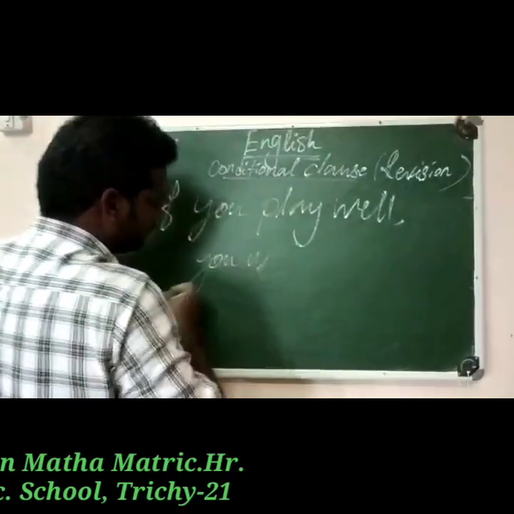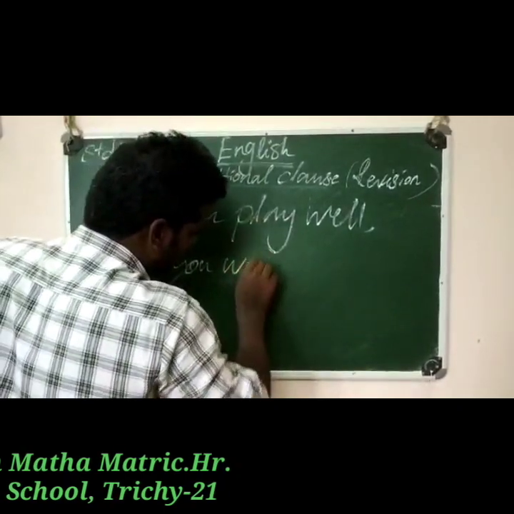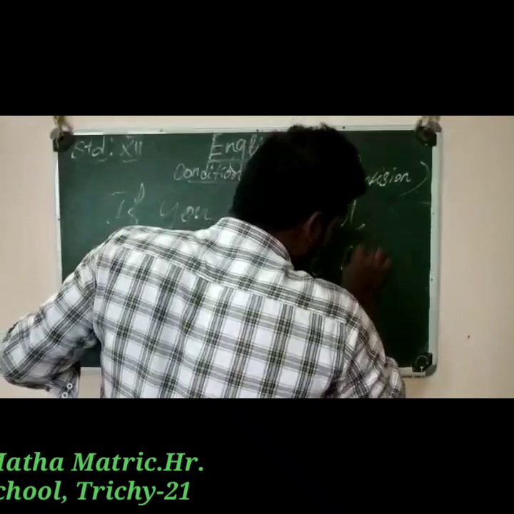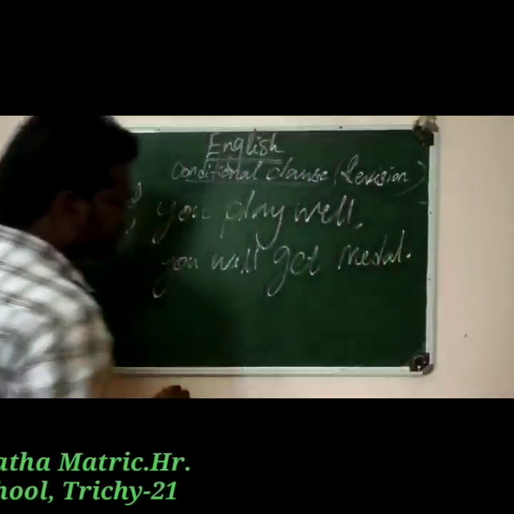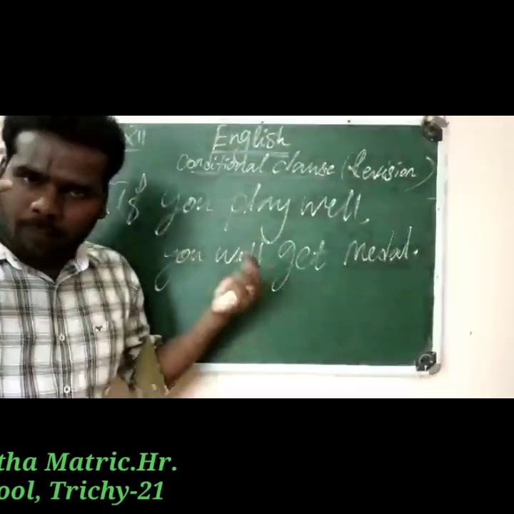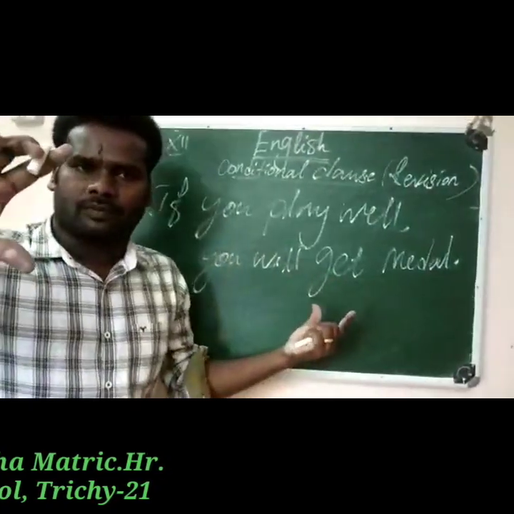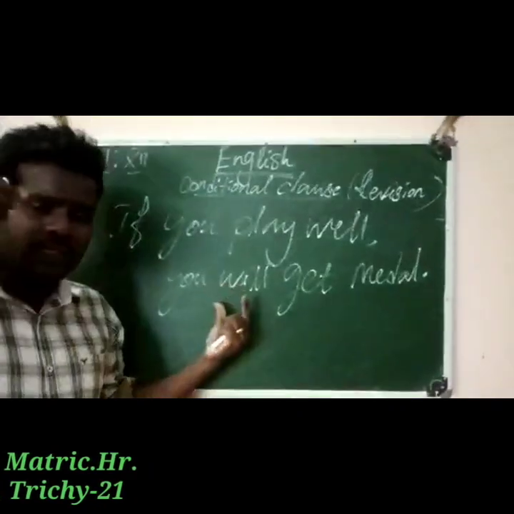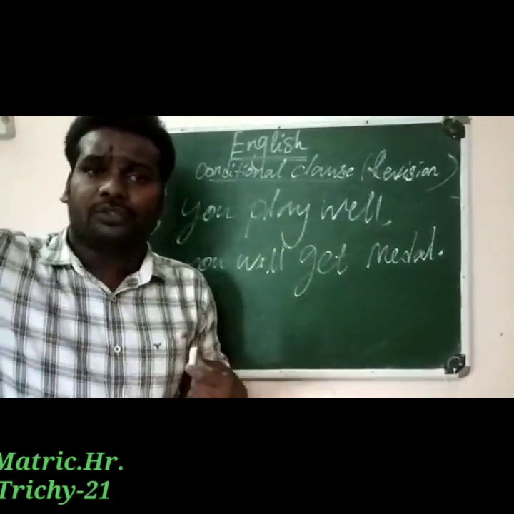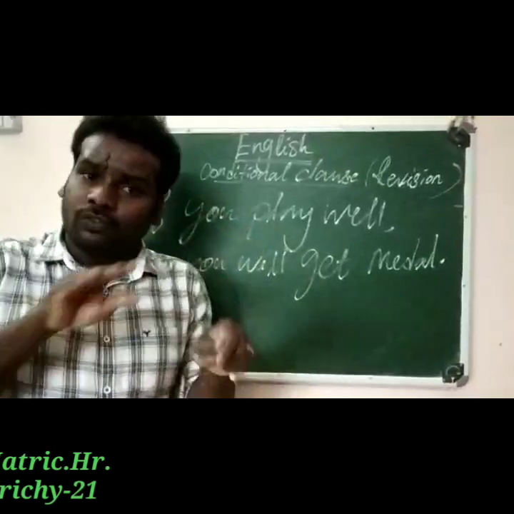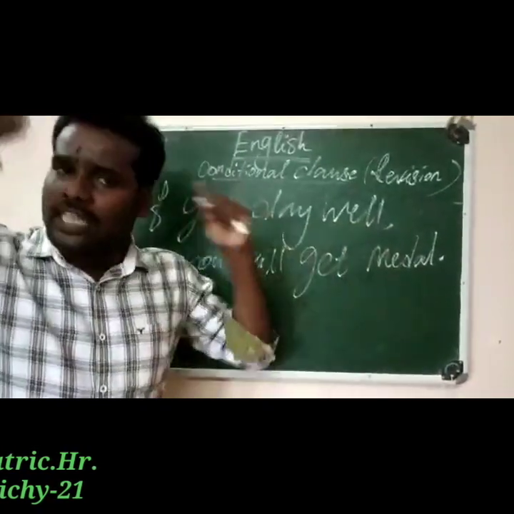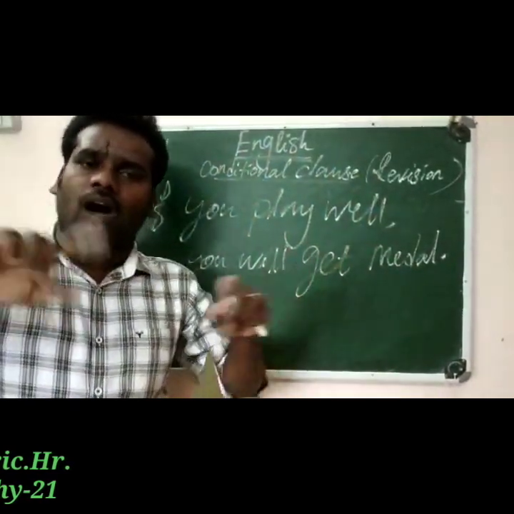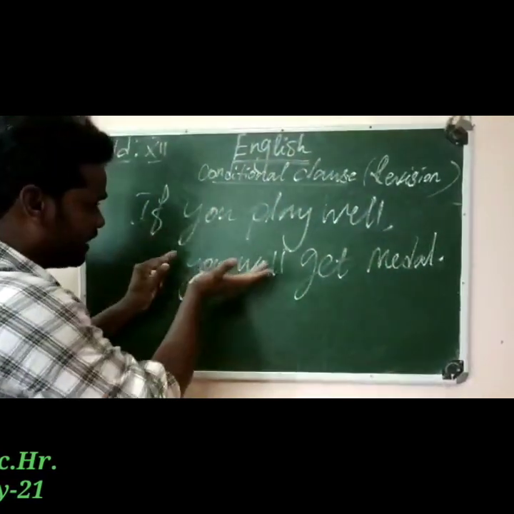You will get medal. Okay, so this is the first type, probable, otherwise possible. It may happen, and we can use it to predict. Tomorrow what you are going to do, we have to pre-plan, so we can achieve it. So that is probable; the negative form is improbable.